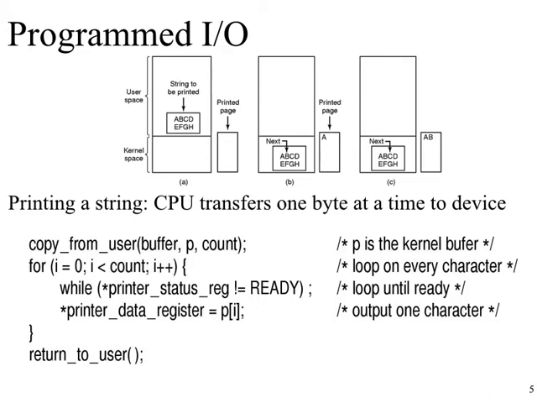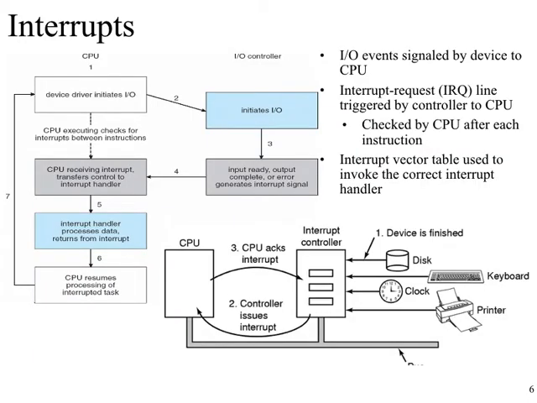An alternative to programmed I/O is called interrupt-driven I/O. Before we understand interrupt-driven I/O, we need to understand what interrupts are. An interrupt works by allowing the I/O device to signal the processor whenever it is ready to accept an I/O operation or whenever it has completed a previous I/O operation.